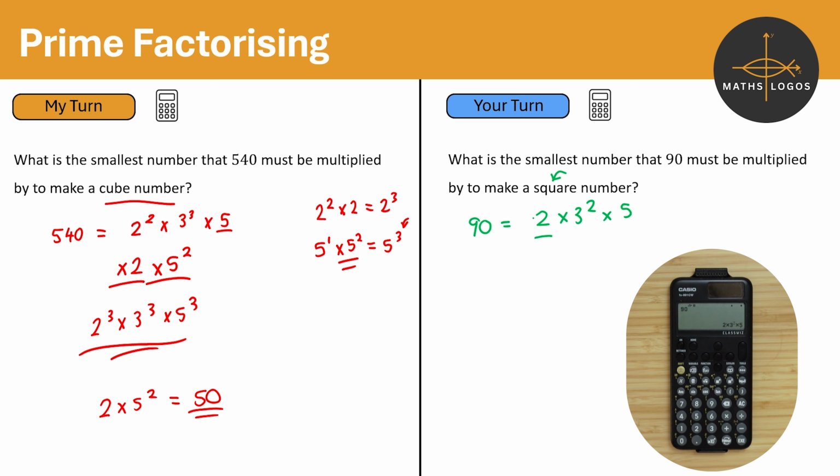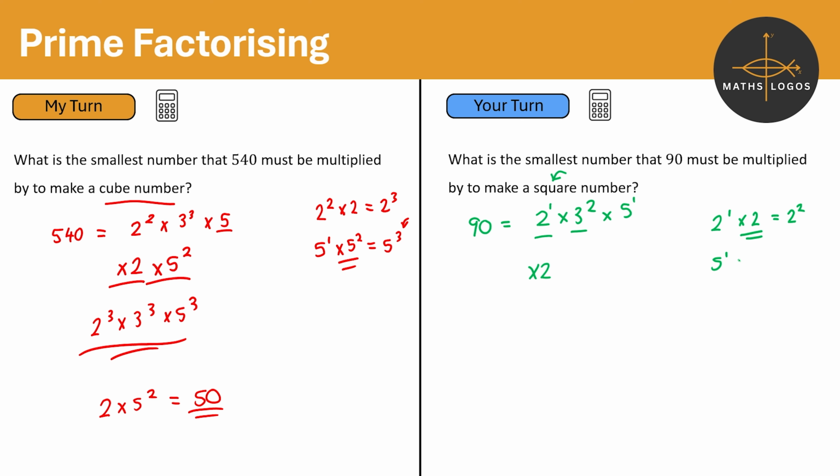Let's look at our prime factor 2 first. The index here is currently 1, and if I think what would I need to do to 2 to the power of 1 to make it 2 to the power of a multiple of 2? Well, if I multiply it by 2, that would give me 2 squared. I need to multiply by 2. The 3 squared is okay as it is because it's already got an index that's a multiple of 2. The prime factor of 5 is currently 5 to the power of 1, and I would need to multiply 5 to the power of 1 by 5 to make it 5 squared, and that would then be a square number. So I need to multiply this number by 5 as well.